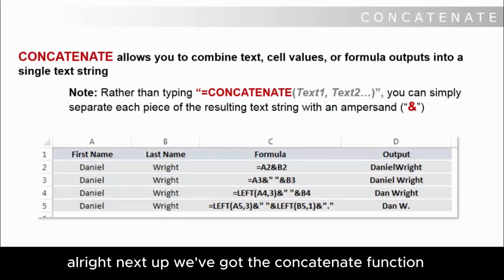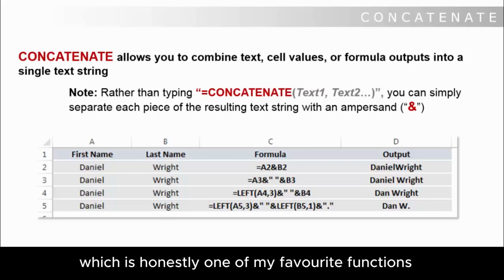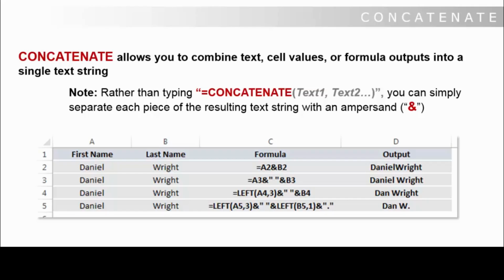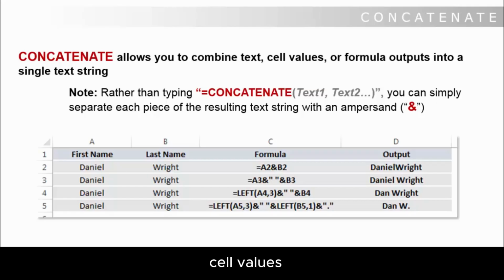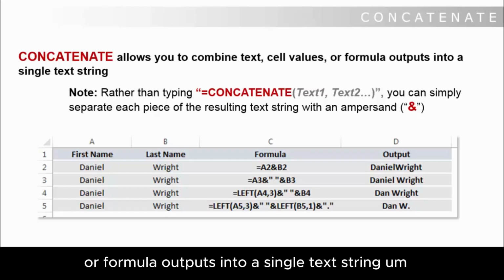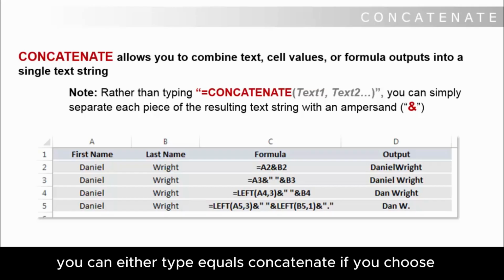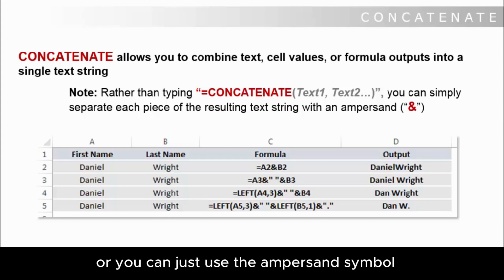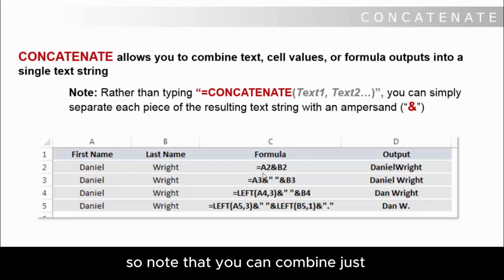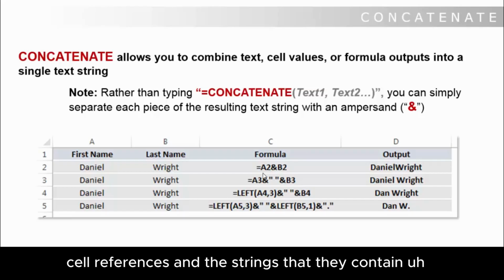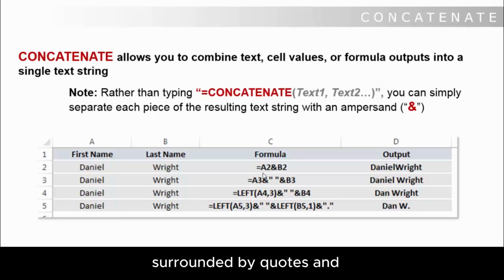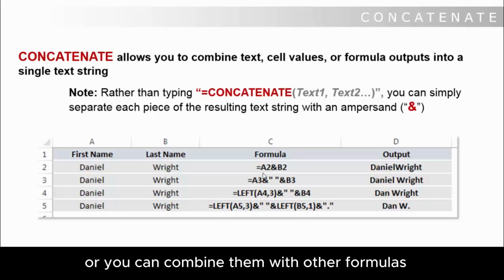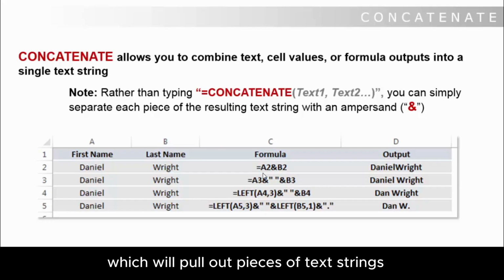All right, next up we've got the concatenate function, which is honestly one of my favorite functions. It's one of the most underrated and powerful functions in Excel. Really what it does is combine text, cell values, or formula outputs into a single text string. You can either type equals concatenate if you choose, or you can just use the ampersand symbol, which does the exact same thing. So note that you can combine just cell references and the strings that they contain. You can combine those with user-inputted text strings surrounded by quotes, or you can combine them with other formulas which will pull out pieces of text strings to be concatenated.